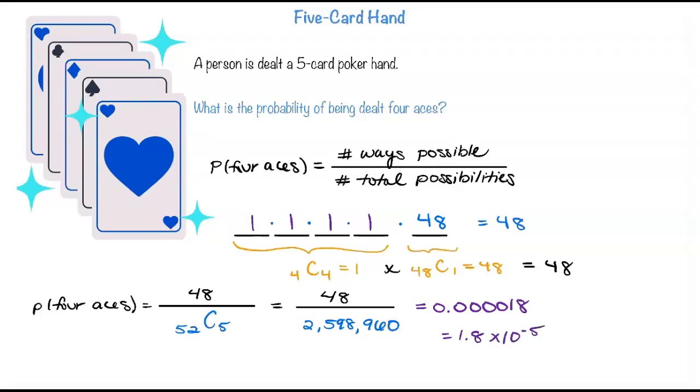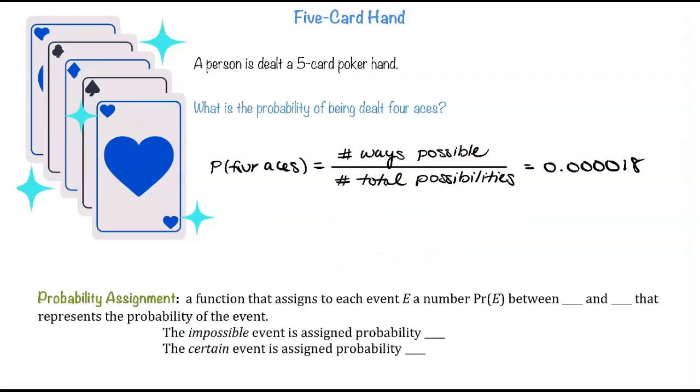What we've just done here is an example of a probability assignment. A probability assignment is a function that assigns each event a number or a probability between 0 and 1. If an event is impossible, then its probability is 0. And if an event is certain to happen, then its probability is 1.